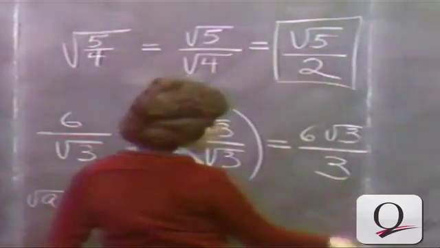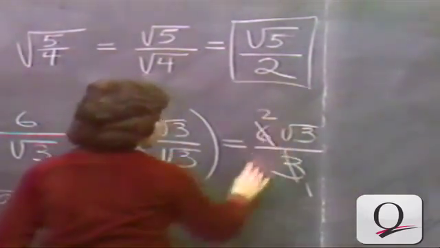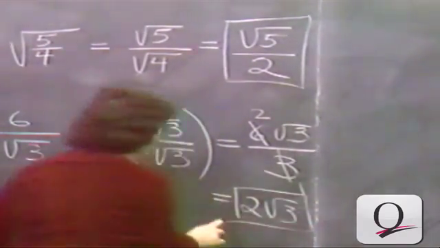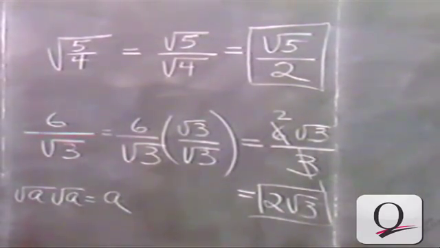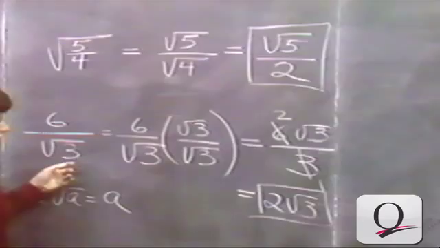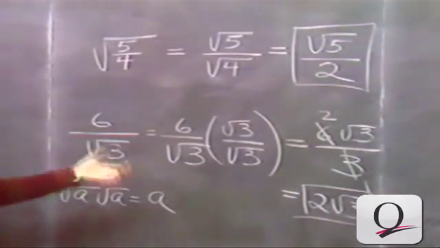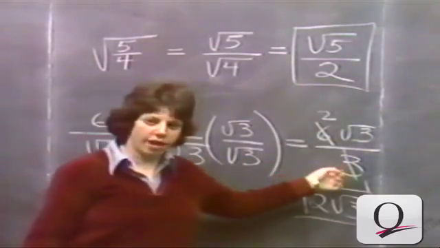Okay? 6 times the square root of 3 over 3, and we can simplify a little further. We can divide numerator and denominator by 3. 3 divided by 3 is 1. 6 divided by 3 is 2, giving us a final answer of 2 times the square root of 3. We now have that in simplest radical form. By the way, this procedure is known as rationalizing the denominator, since we have removed the radical from the denominator and replaced it by a rational number.